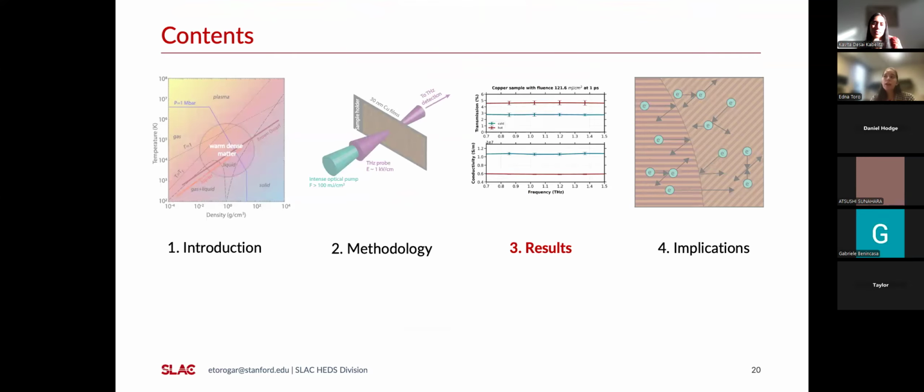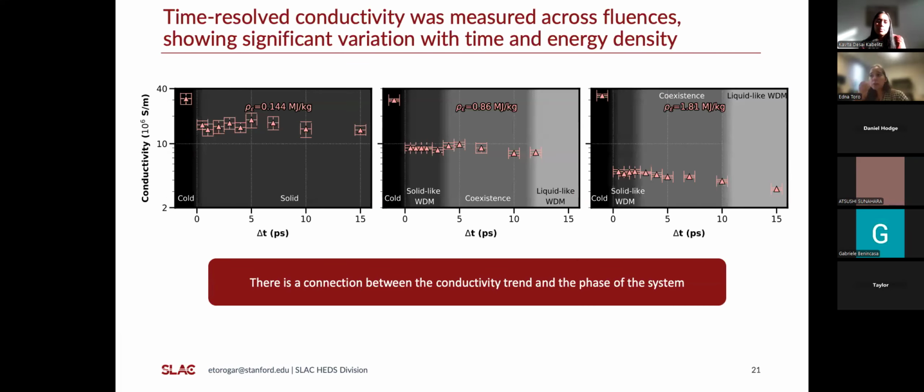Now, let's go ahead and talk about the results that we obtained for our measurements. To start with, once we can obtain the conductivity for the system, we can start doing some time resolved measurements where we vary the fluence. So in this case, by varying the fluence and the time, we are actually seeing the evolution and how there's a variation of conductivity with time and with energy density. So in here, you can see some figures in which we can see how the time evolution of the conductivity goes for different samples.